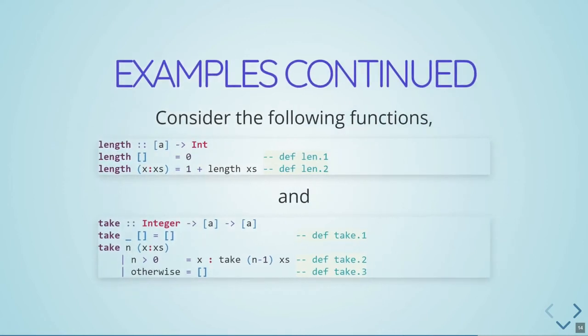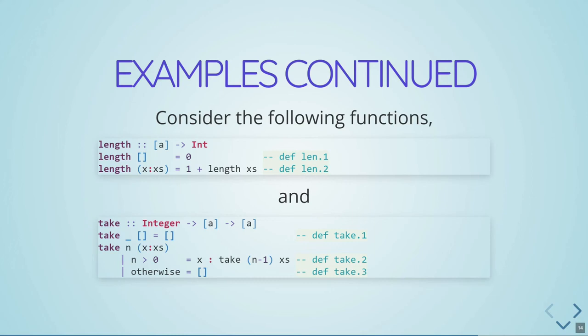Let's consider another example. Consider the two functions length and take. Length takes a list and returns the number of elements inside that list. And take takes an integer, n, and another list, and it takes n elements out of that list, returning the list of just the first n elements.